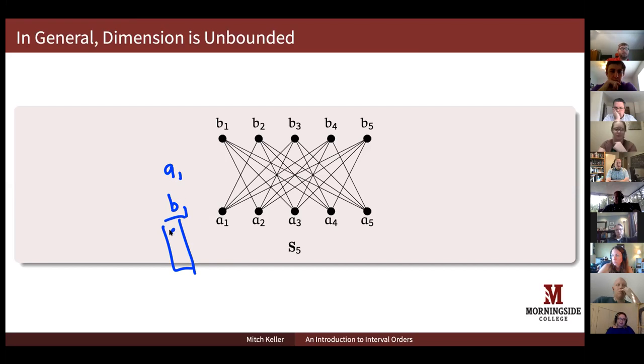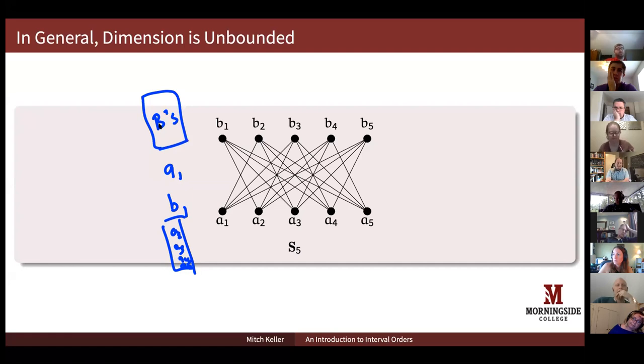Yeah. I don't know what order A2, A3, A4, and A5 have to go in, but they have to be down here because they're all less than B1. And B2, B3, B4, B5 are all greater than A1. So they've all got to be up here. So I can only swap one pair of Ai versus Bi in any one linear extension. As soon as I do that, then I can jumble up the remaining A's and the remaining B's however I want, but I can't get any other A greater than any other B.